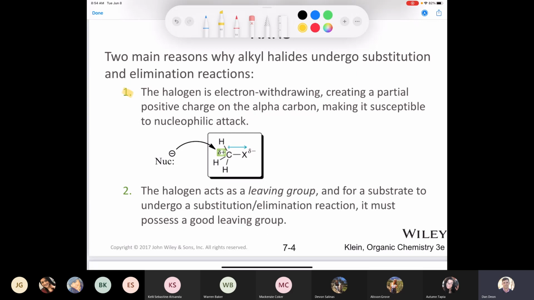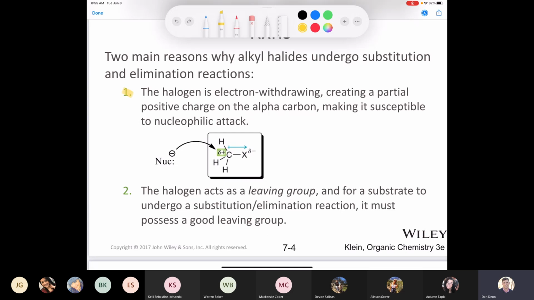In chapter 6, we talked about what makes something electrophilic. And of course, if you have a dipole, that's going to render the carbon partially positive. So it's going to be a good electrophile. It's going to render it susceptible to what? Nucleophilic attack.